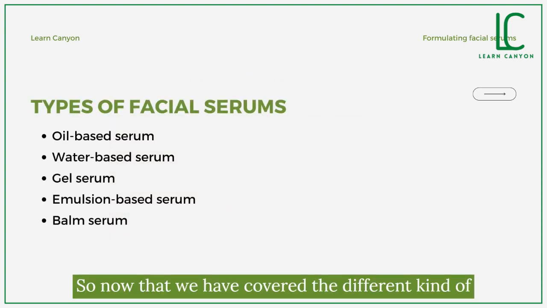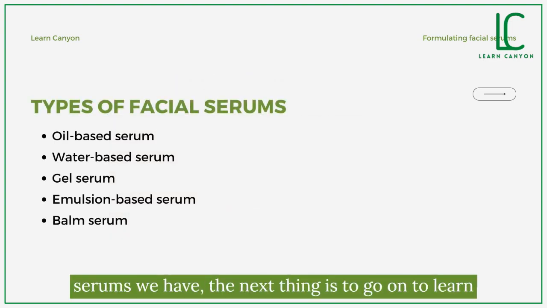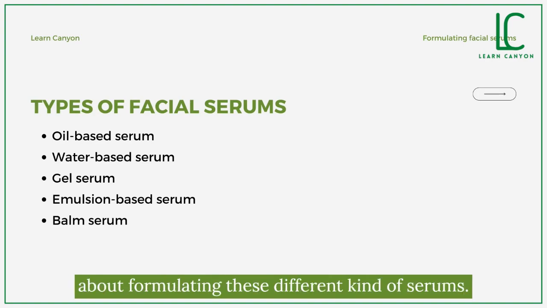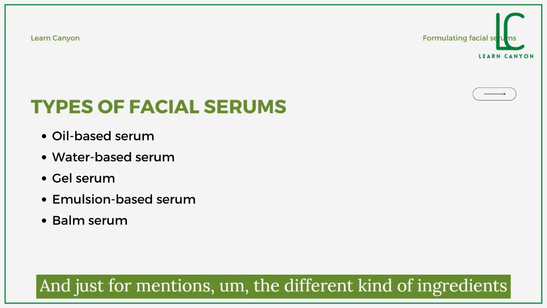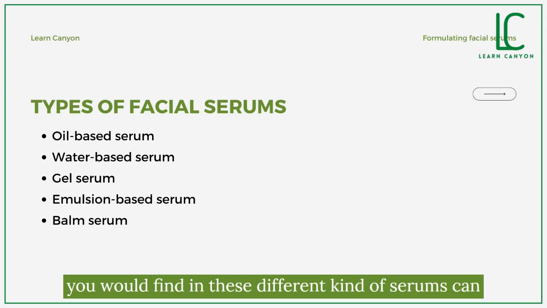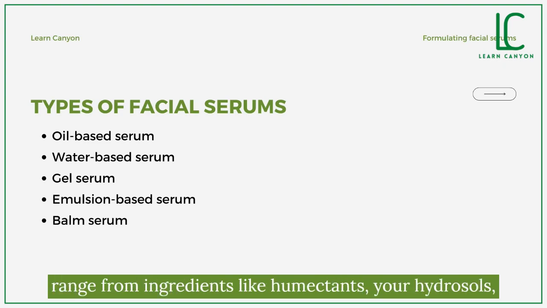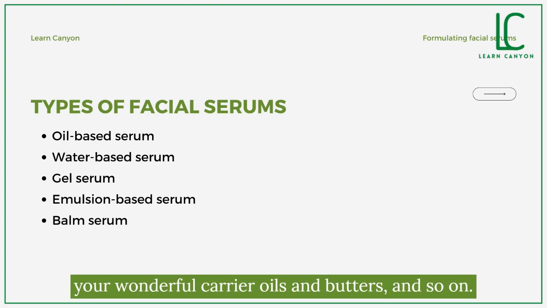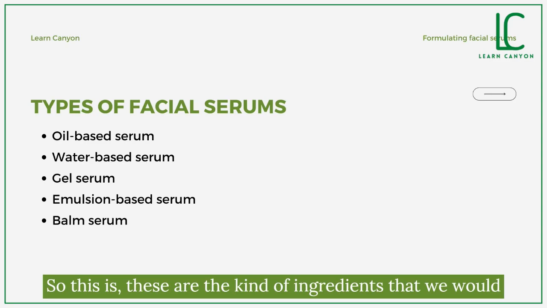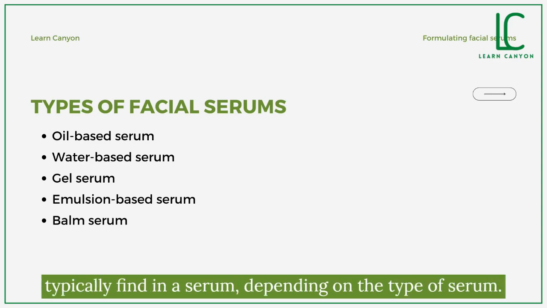So now that we have covered the different kinds of serums we have, the next thing is to go on to learn about formulating these different kinds of serums. And just for mention, the different kinds of ingredients you would find in these serums can range from ingredients like humectants, your hydrosols, your wonderful carrier oils and butters, and so on. So these are the kind of ingredients that we would typically find in a serum, depending on the type of serum.